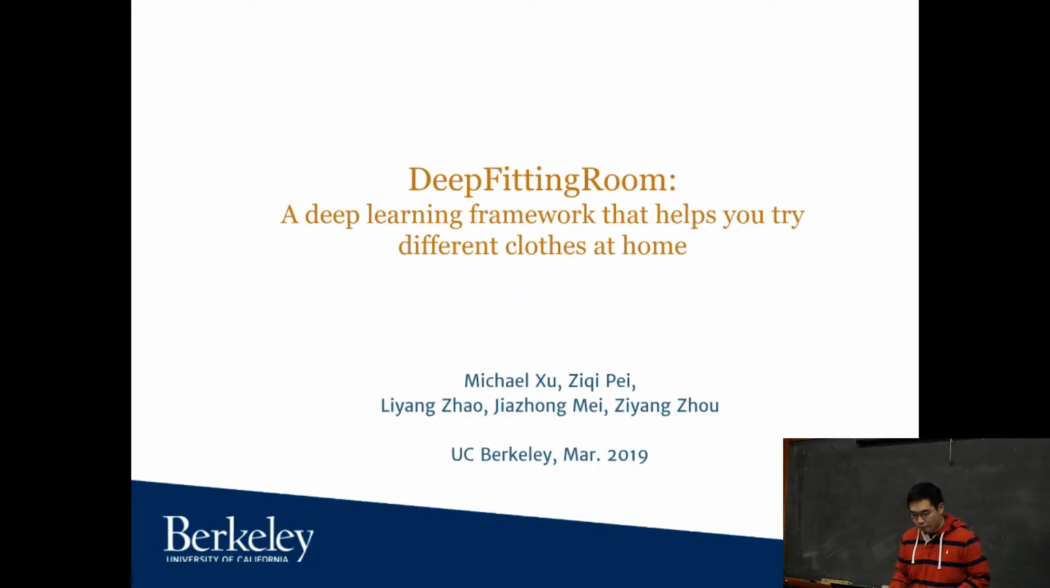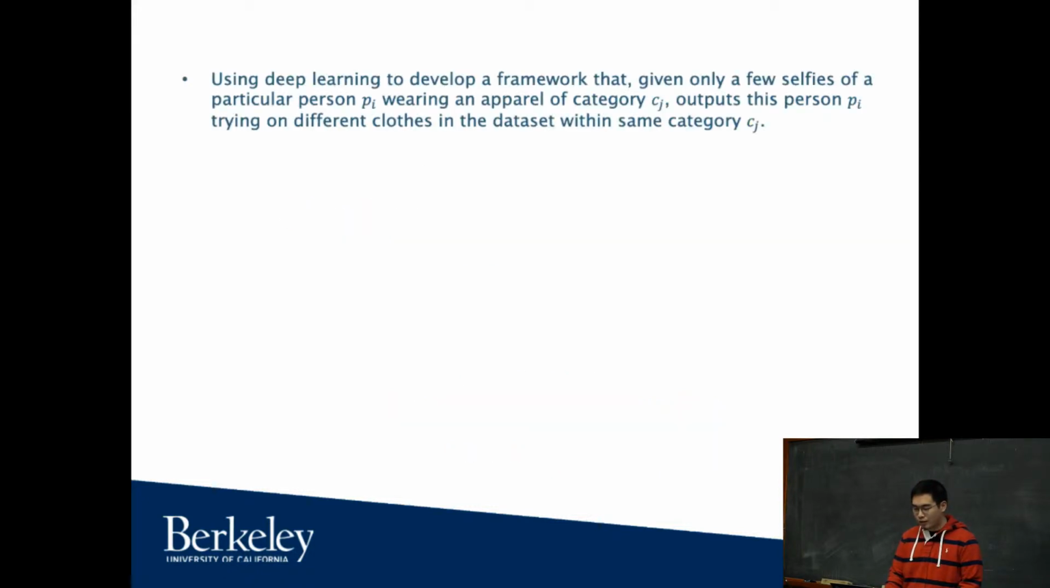So the project our team is working on is called Deep Fitting Room, and it is a deep learning framework that helps you to try different clothes at home. The objective of our project is that given a few selfies of myself wearing a hoodie, it should generate pictures of myself wearing different hoodies in the dataset of different colors and various brands.